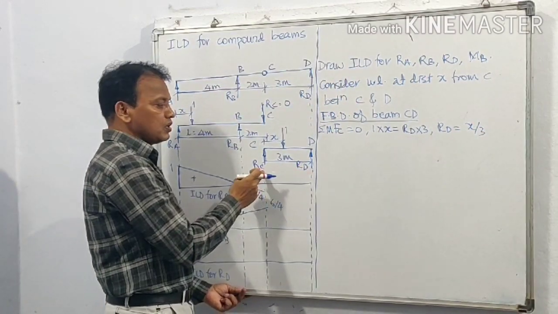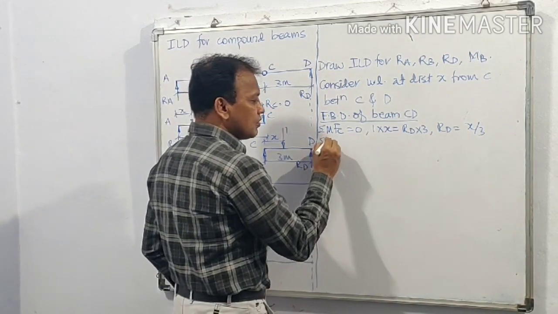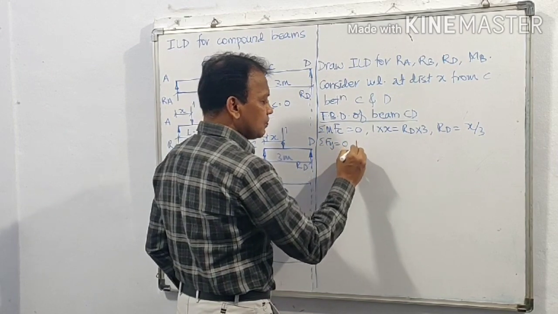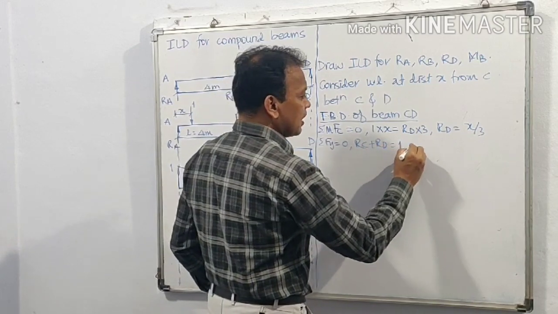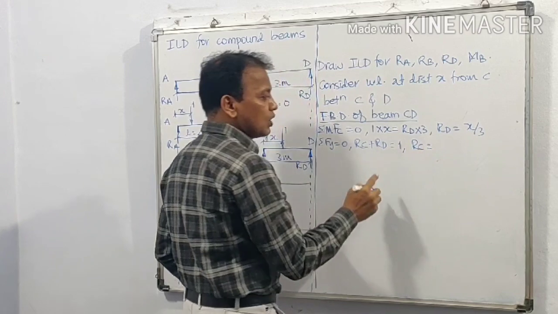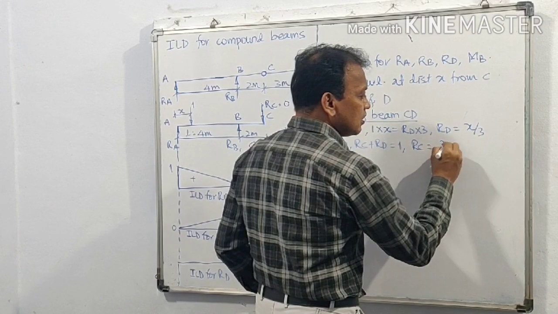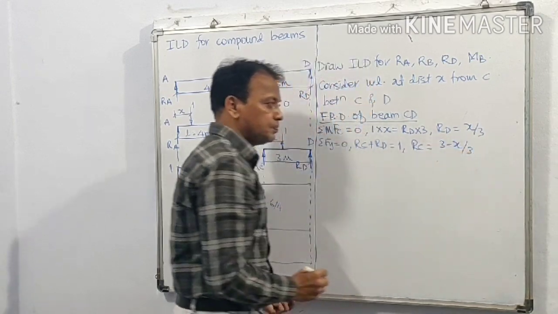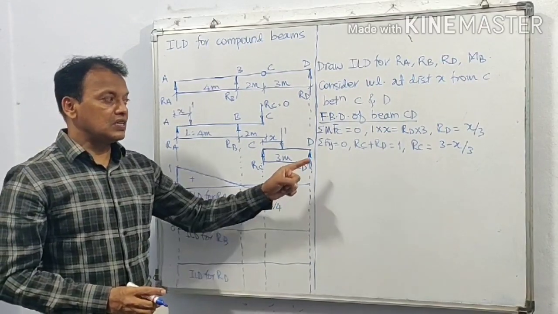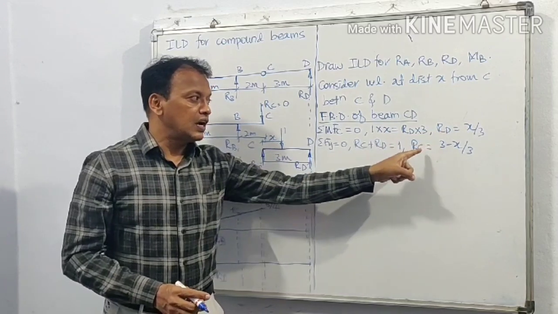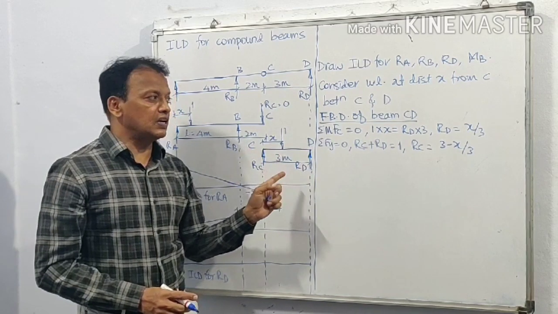RB is equal to x upon L, and this is L minus x upon L. So summation of Y is equal to 0. Therefore RC plus RD is equal to 1, and therefore RC is equal to 1 minus RD, that is 1 minus x upon L, that is 3 minus x upon 3. These are generalized equations for reaction at D and reaction at C for all positions of unit load between C and D.